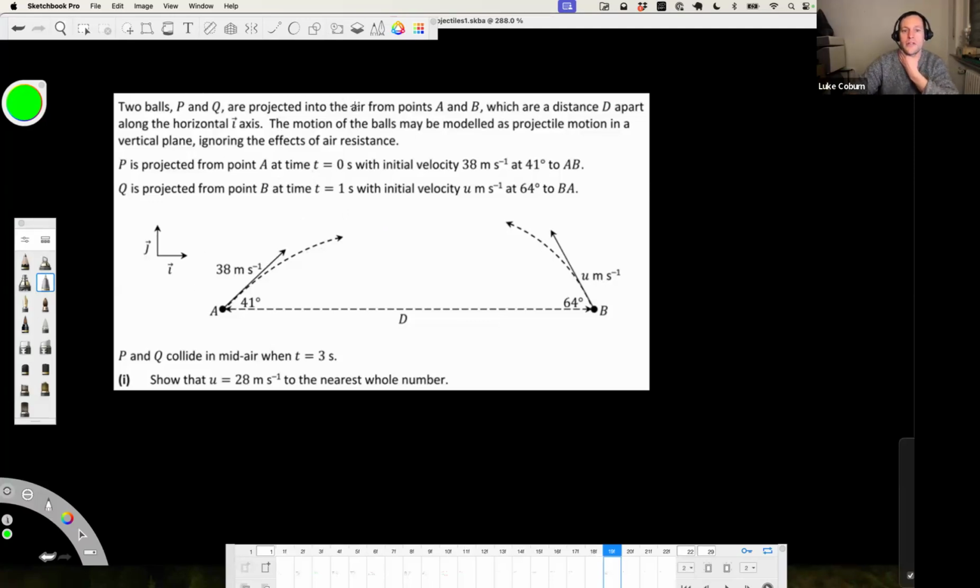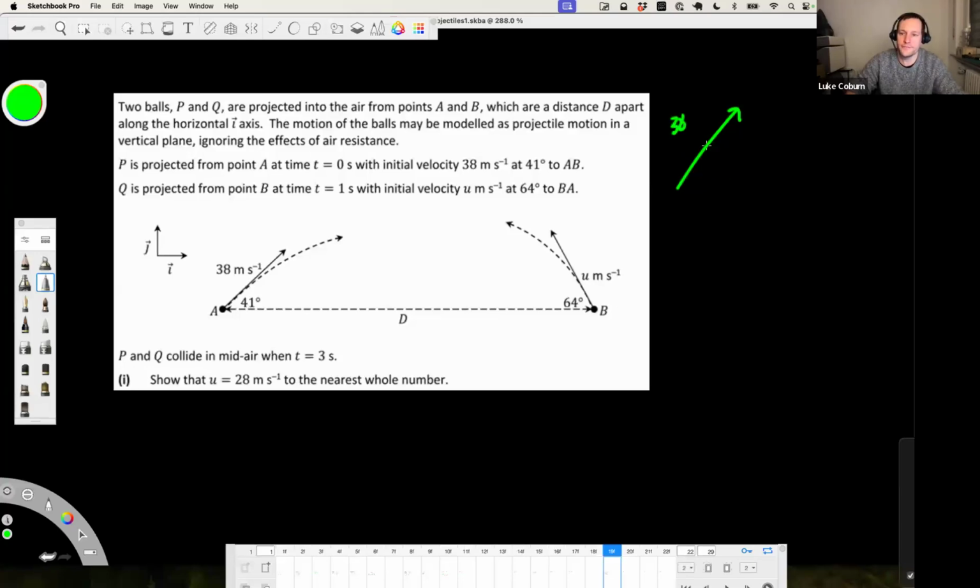We have two balls P and Q that are projected into the air from the points A and B. So we have the point A and the point B, and they're a distance d apart along the horizontal axis. The motion of the balls may be modeled as projectile motion in the vertical plane, ignoring air resistance. Ball P is projected from A at t equals 0, with an initial velocity of 38 meters per second at 41 degrees to AB, and then Q is projected from the point B at time 1, with initial speed equal to 64. So let me just do some things.